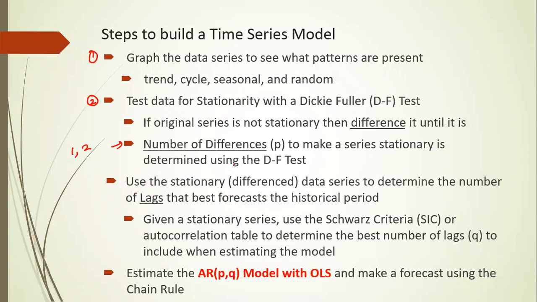Use the stationary or differenced series to determine the number of lags that are present before the forecast on the historical period. Then the number of lags becomes the other parameter of the auto regression process. We had the original series, and now we have a difference series. So this is where my q will come from. And when I move from the original series to the difference series, how many times I made a difference is where my p comes from.